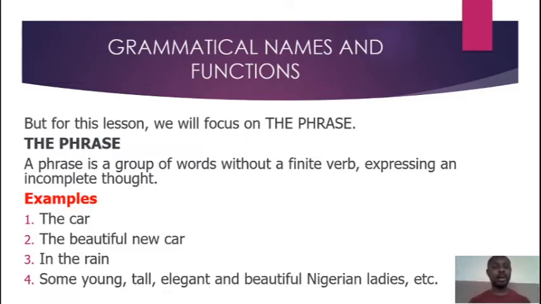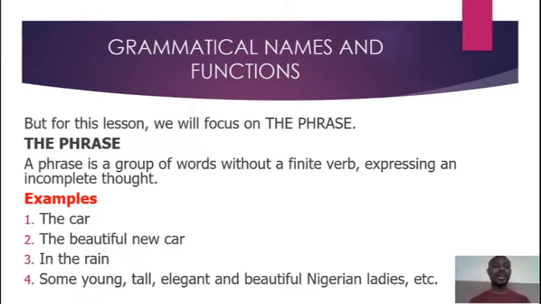The second example says, the beautiful new car. This means that a phrase can be of two words and can be more than two words, meaning it can be even a line. But don't forget, as far as there is no finite verb which gives it the meaning, then it's a phrase. The finite verb is what strikes the difference between a clause and a phrase. Therefore, you need to know what a finite verb is, and that's going to be an assignment for you.